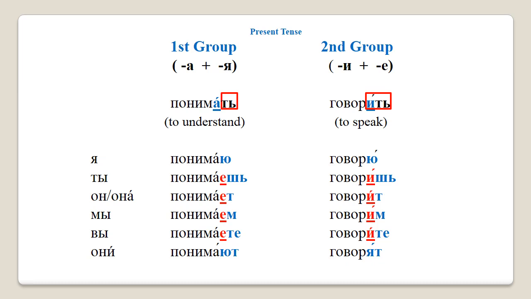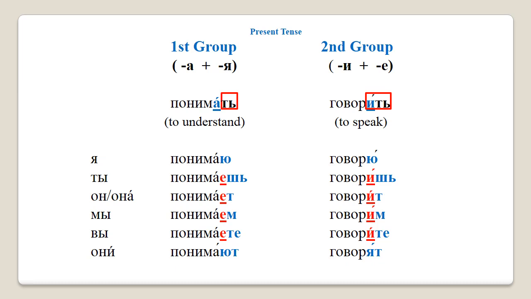Now, in order to use a second group verb in a different form, such as I, he, they, etc., we need to get rid of the last three letters and then replace them with appropriate endings. Now, let's have a look at how this works.